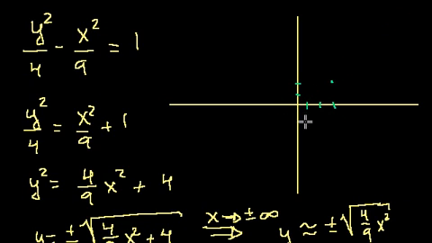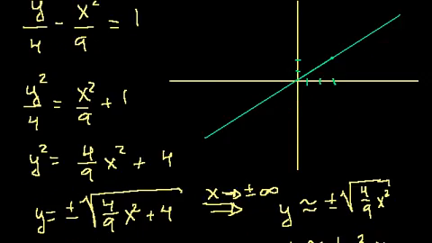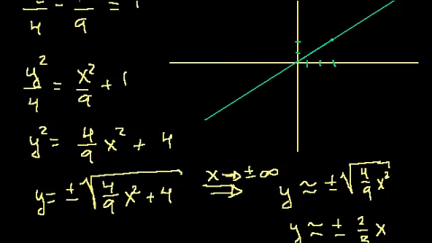Oh, no, that's not it. Let me draw it like this. This way I can make sure it goes through the origin. So it's going to go through like that. And then I could go from here and then go like that. So that's one asymptote. And the other asymptote is y equal to minus 2/3 x, right? Because it's plus or minus 2/3 x.